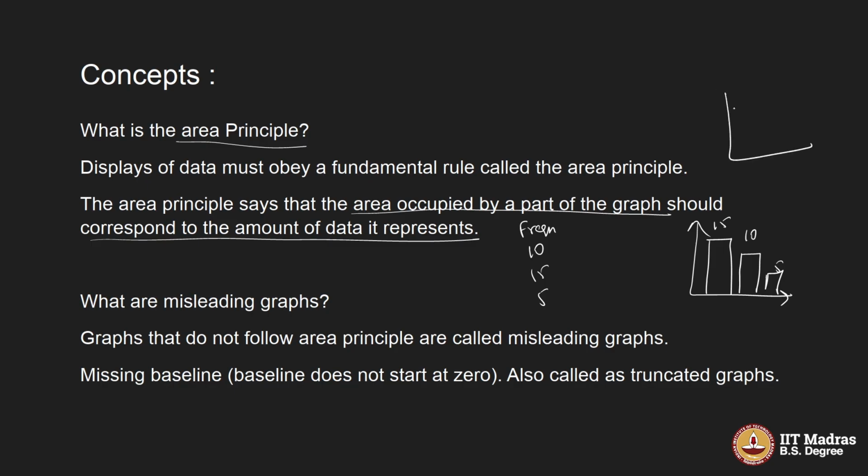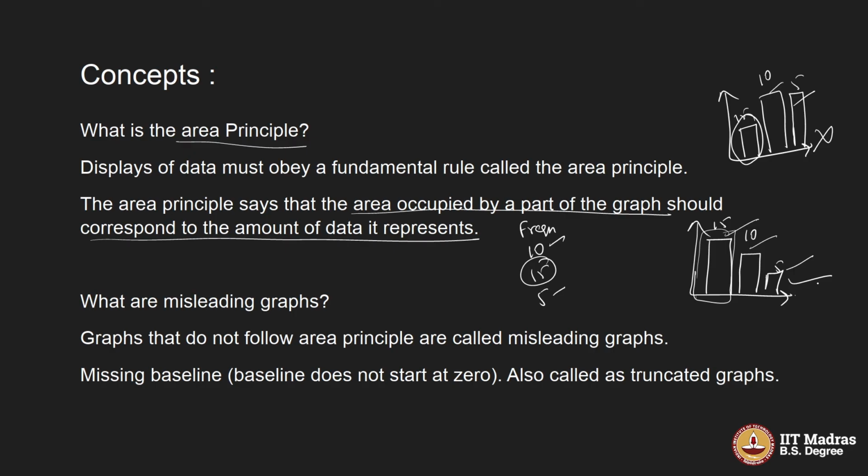We cannot have bars like this. This represents 15, this represents 10 and this represents 5. Here we can see that 15 is greater than 10 and 5, so this bar should be greater than both of them, but it is not. So this is not a correct graph. This is the correct graph. Here we can see the value 15 has the highest frequency and it has the longest bar. Then we have 10 and then 5. So this is the correct bar.